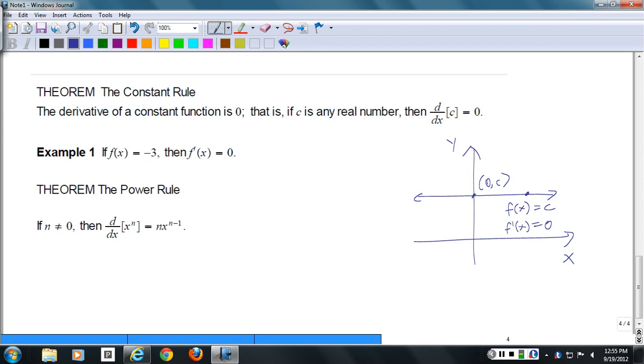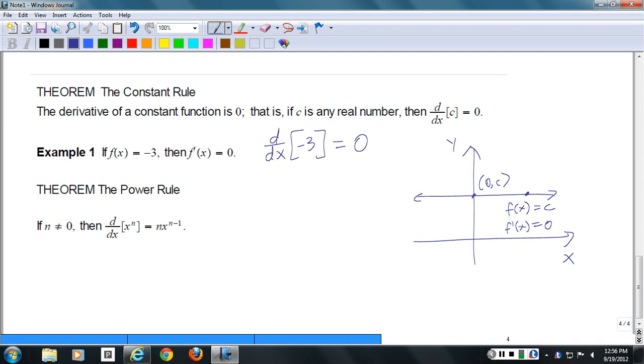So our first theorem is simply the constant rule. The derivative of a constant function is 0. So if we want to find the derivative of a number, I could do this in a couple of ways. If we have f of x equals -3, f prime of x equals 0, or if I just have d dx of -3, that's 0. So the derivative of a constant equals 0. That's what we're saying there, and that'll be important, although hopefully it's not too difficult to see.